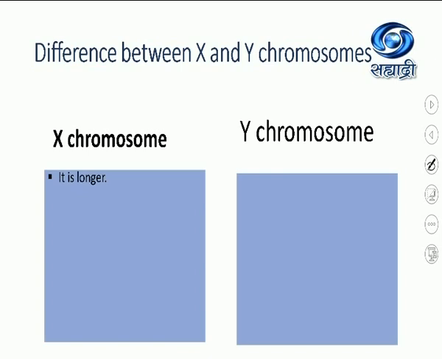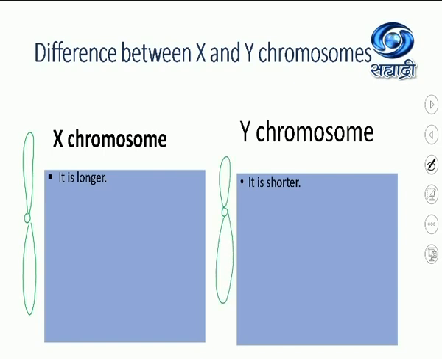X chromosome is comparatively longer. So suppose this is a centromere and it is comparatively longer. Y chromosome, I will draw it here, it is comparatively shorter. First difference. Second, X chromosome is metacentric. See, V-shaped. Both the arms are equal and the centromere is at the center, whereas Y chromosome is acrocentric. Can be asked in MCQ.